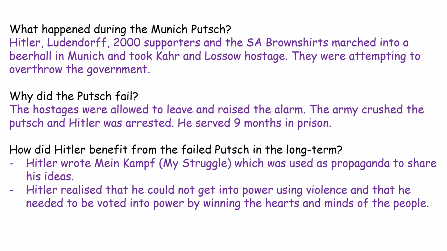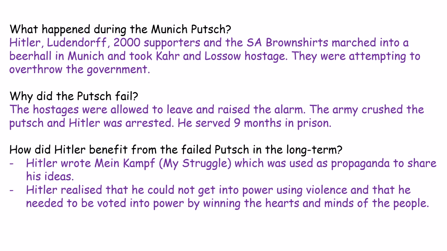So how does he benefit? There's two main things that you need to understand. He does get a lot of publicity, but he uses his time in prison to write an autobiography called Mein Kampf, which translates to My Struggle. It was used as propaganda later on to share his ideas. It doesn't actually become a bestseller until around 1930, 1931, when his propaganda machine really steps up, but it's out there in the 1920s. This is really important though.